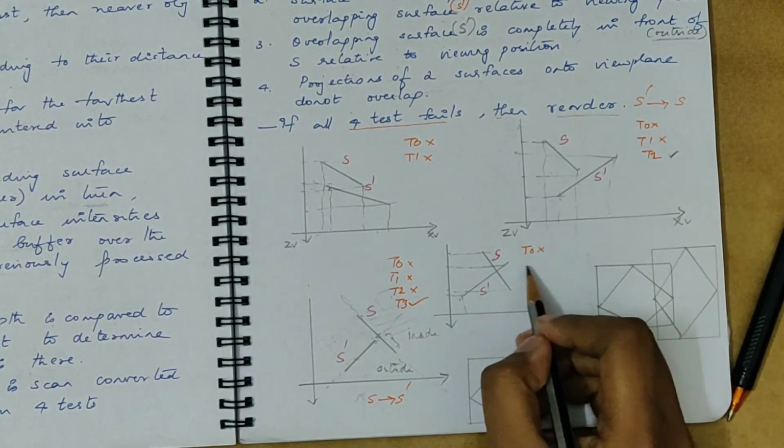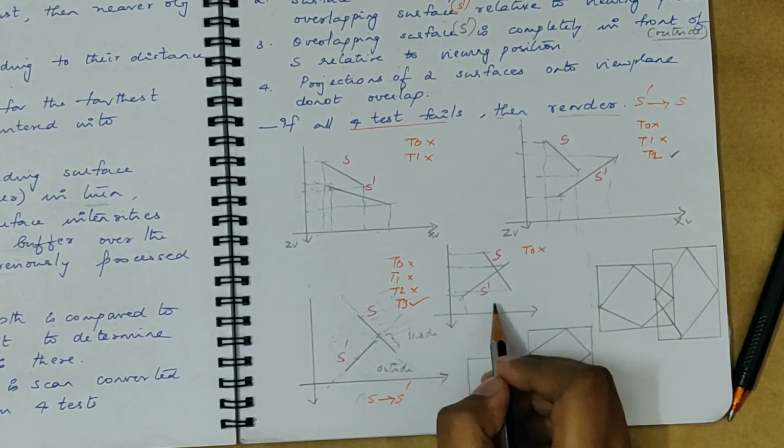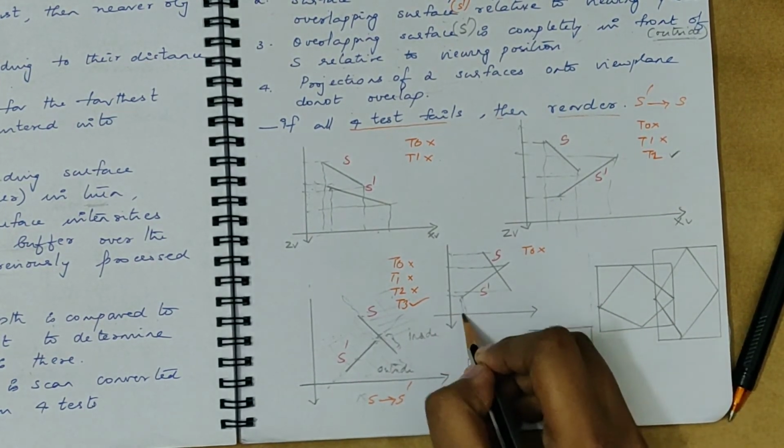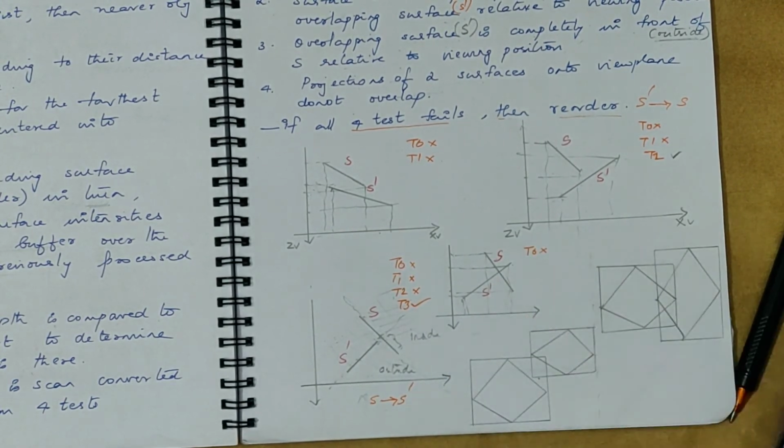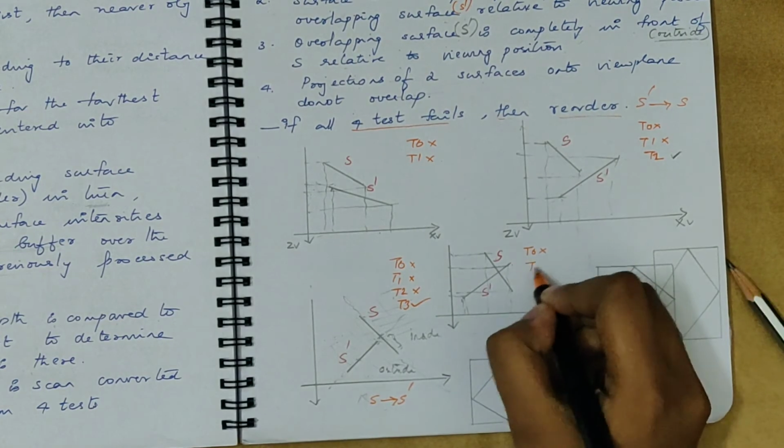Now test 1 is whether you have overlap in the x or y direction. So this is the x-axis projection. So yes, there is overlap. So this has failed test 1 also.